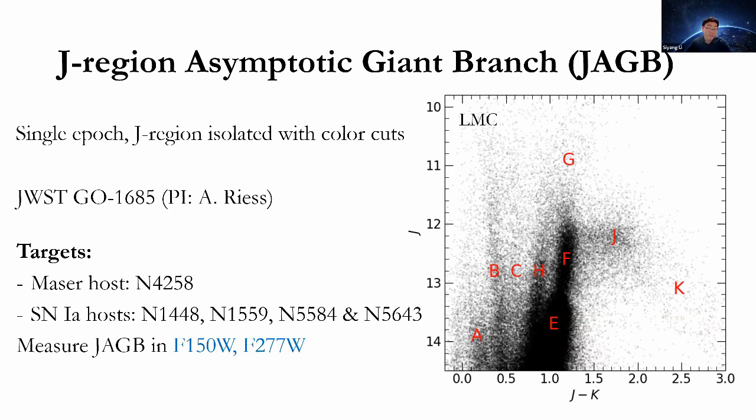This program targeted 5 different galaxies, including NGC 4258, which we have a geometric distance to, that will act as our anchor galaxy, which we'll use to calibrate the intrinsic luminosity of the JAGB. The program also observed 4 galaxies that had hosted 6 type Ia supernovae. That includes NGC 1448, 1559, 5584, and 5643. And we will be measuring the JAGB in the JWST F150W and F277W filters.